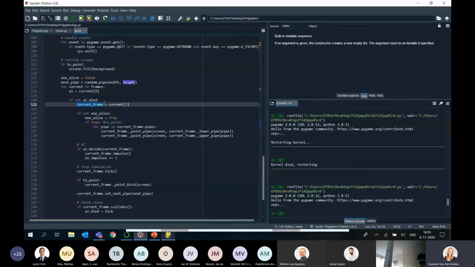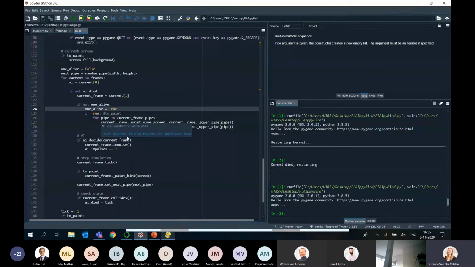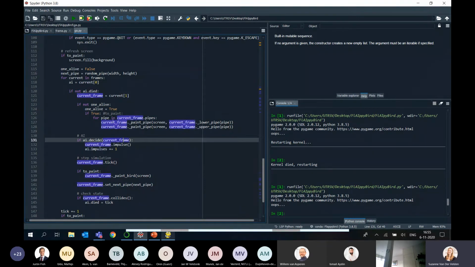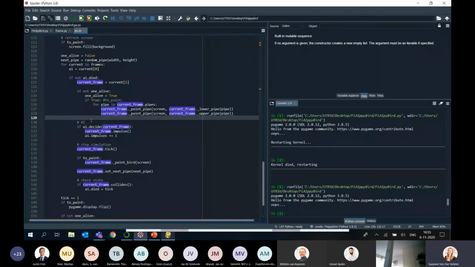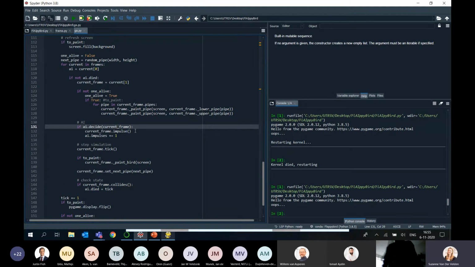So we have the current frame. That's the frame we're in now. And if there's not one alive, then we set this to true, and then we'll paint the pipe, and if not one is alive, then it finishes. But if there is one alive, then we are going to go through the decide function. So we're going to decide if we're going to do a tick or not.